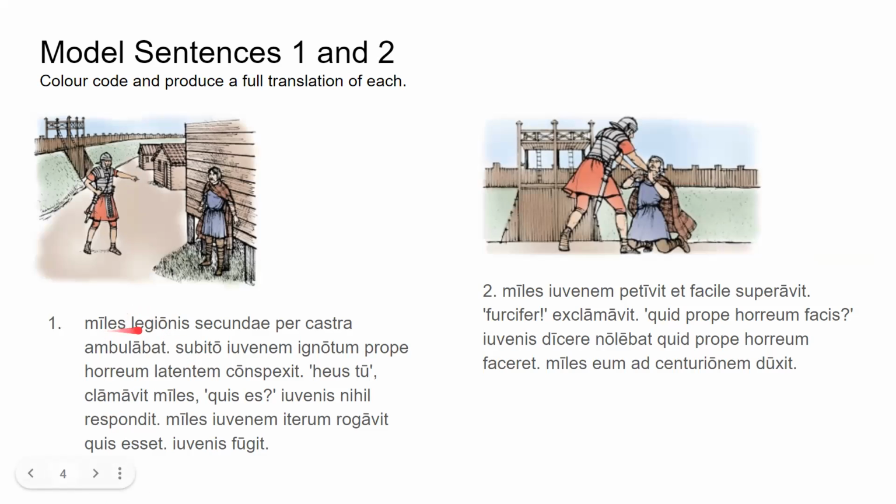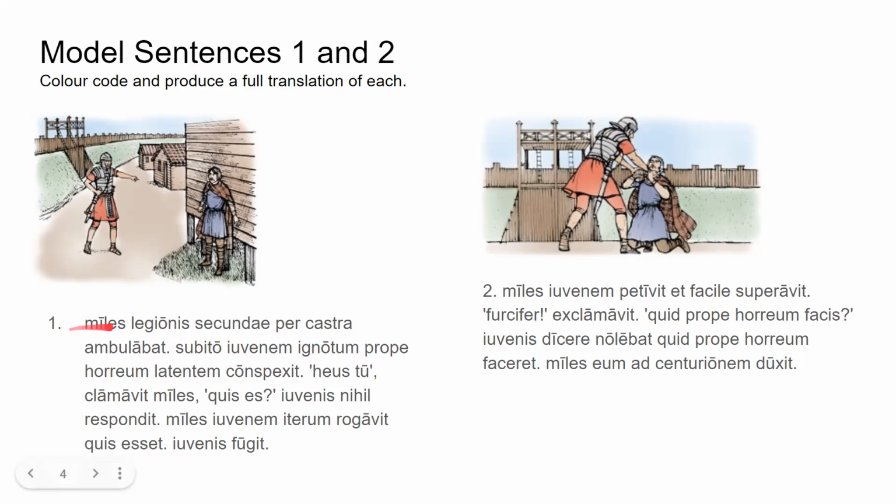Miles legionis secundae per castra ambulabat. So the soldier, and then we've got two genitives here, of the second legion, then per castra, through the camp, ambulabat, was walking. So a soldier of the second legion was walking through the camp. Castra is a military word. Subito, suddenly, ignotum iuvenem, so an unknown youth, prope horreum, near the granary, so the place where they store grain, latentem, hiding. So this is a present active participle that's modifying youth. So suddenly an unknown youth near the granary, hiding, conspexit, perfect tense indicative, he saw.